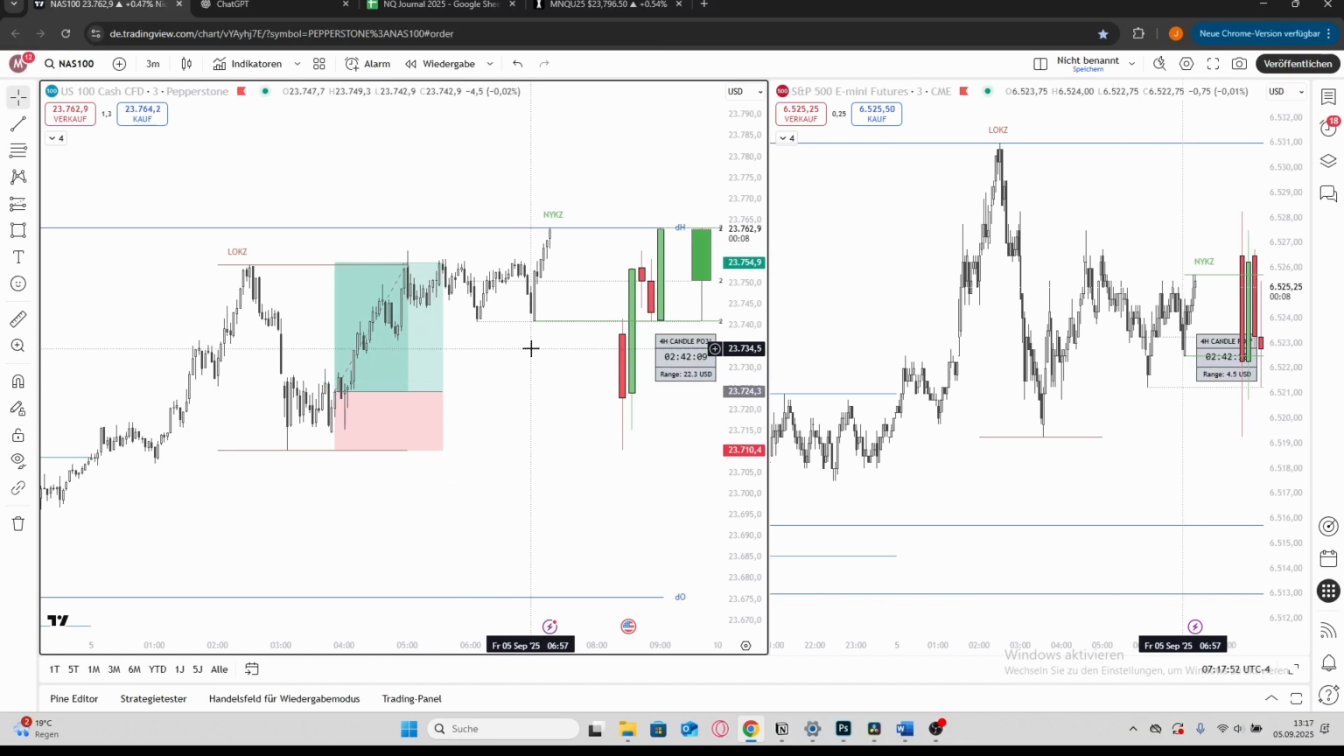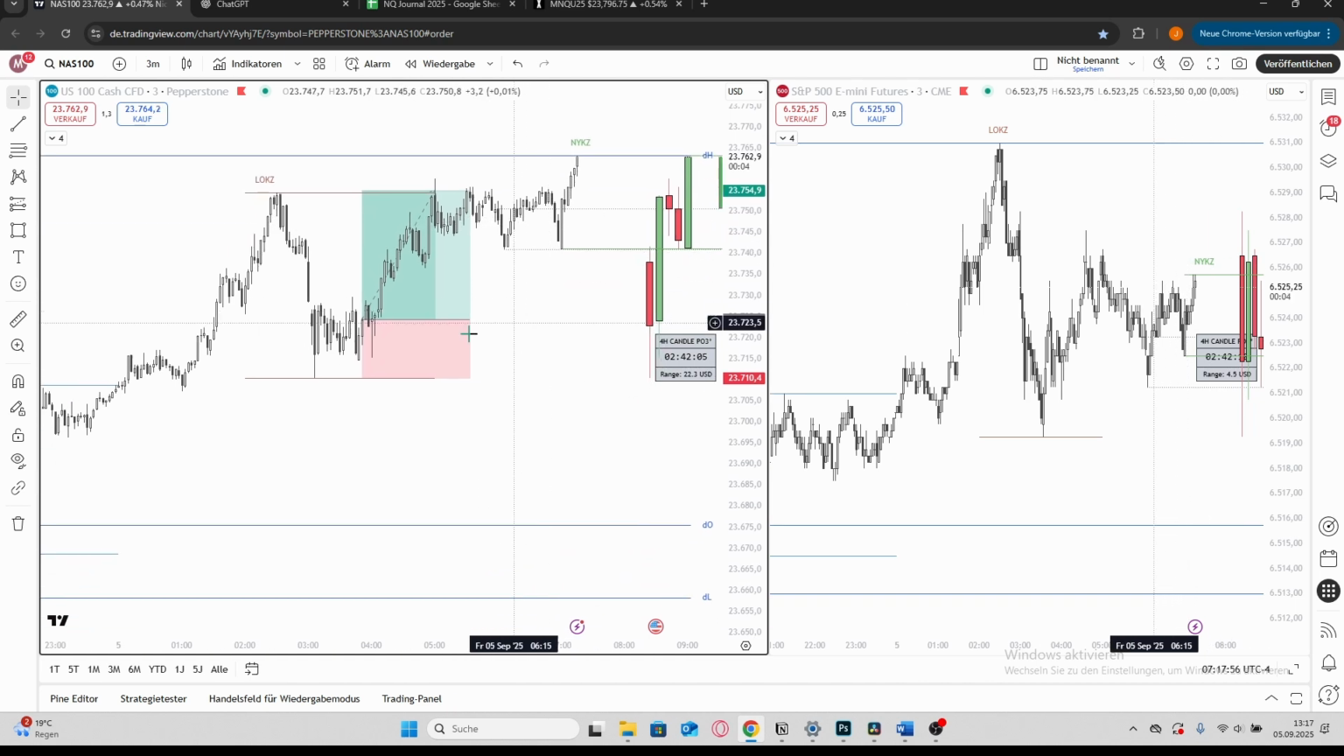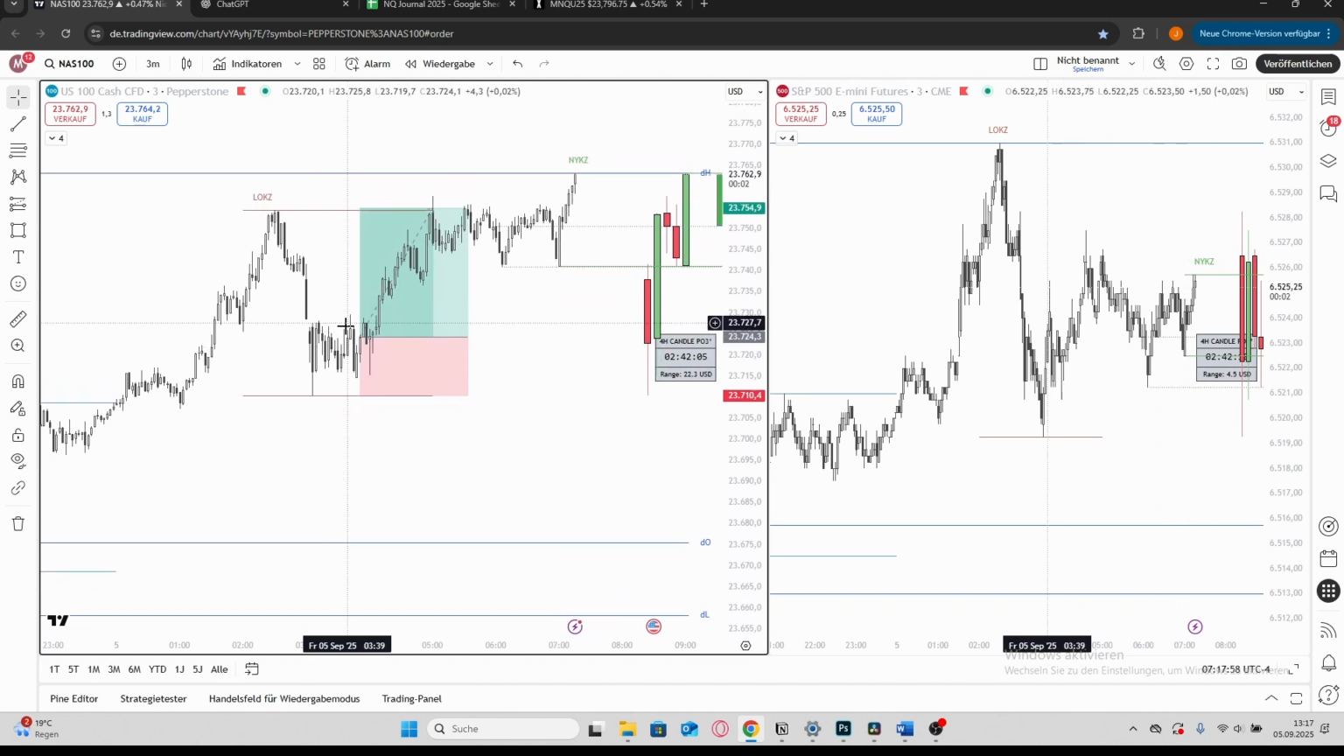Today I just want to go over my London trade I took this morning on a Friday. It was literally after the London Open. You can see this trade here on the left. It was a Nasdaq long, and so what can we see here on the chart?